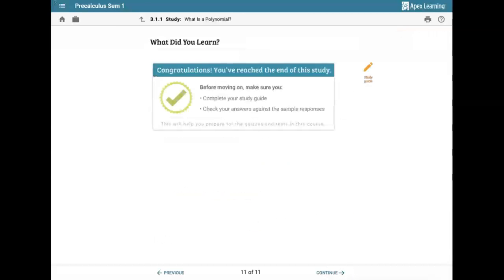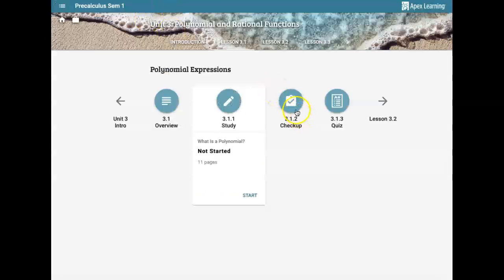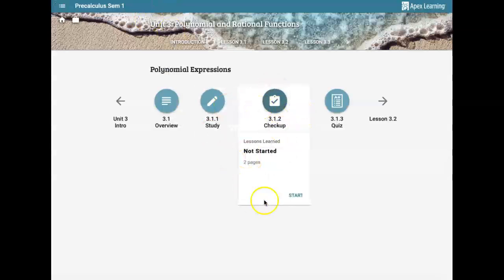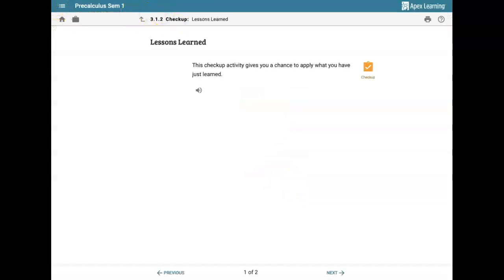But let's continue moving forward, and we will do the checkup here. All right, we will do the checkup, and there is only one quiz, so yes, you do have to do this quiz for unit 3.1 here. All right, but let's get started with the checkup.